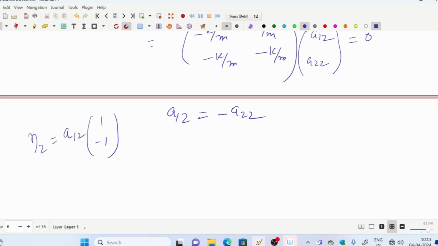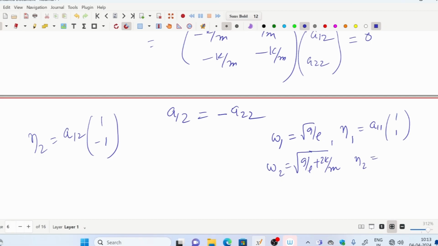Let me summarize here. The eigenvector for the eigenfrequency omega 1, which is root g by L, is eta 1 equal to a11 times (1, 1), and for omega 2, which is root g by L plus 2k by m, eta 2 equals a12 times (1, -1).